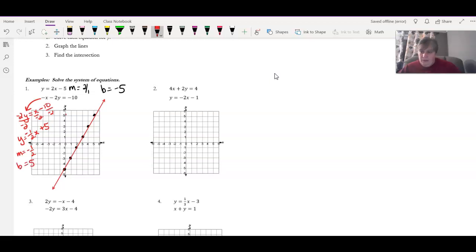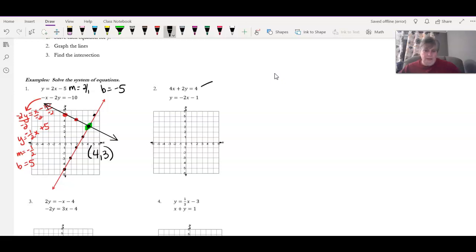So I'm going to go here. I'm going to go down 1 over 2. Down 1 over 2. And if you notice, I just put another dot on top of the line I had. And so that tells me that's the solution. So I'm going to draw the line. The solution is right here. And so the solution is 4, 3.